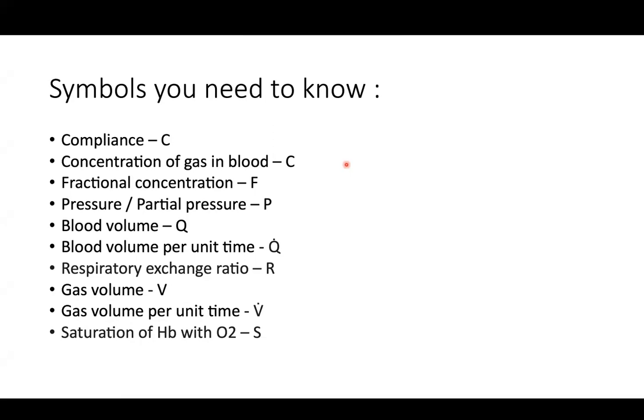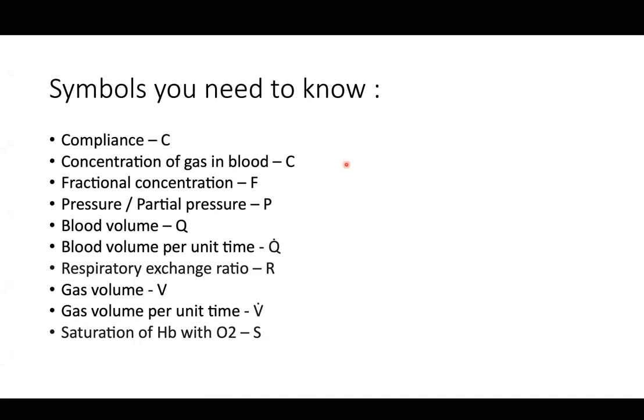Then we have pressure and partial pressure. They're both denoted by a capital P. We have blood volume, which is denoted by a capital Q. And then we have blood volume per unit time. And per unit time means per second, per minute, per hour, and it depends. If it's ever given to you, they'll mention the unit of time. It's represented by a Q with a dot on top. So Q dot is blood volume per unit time.